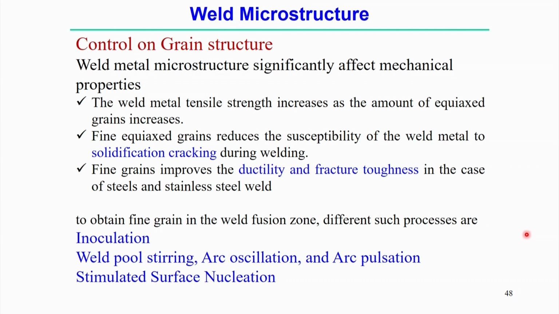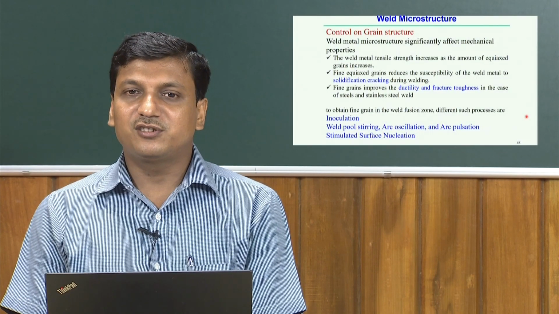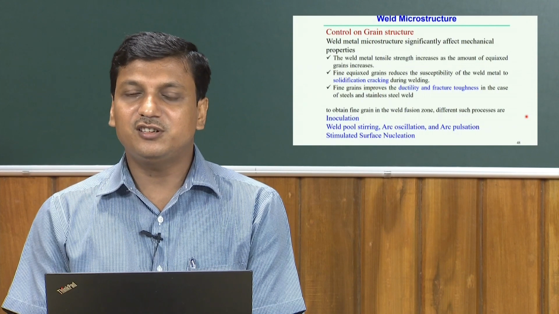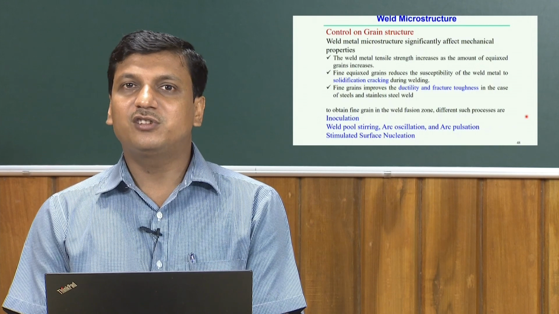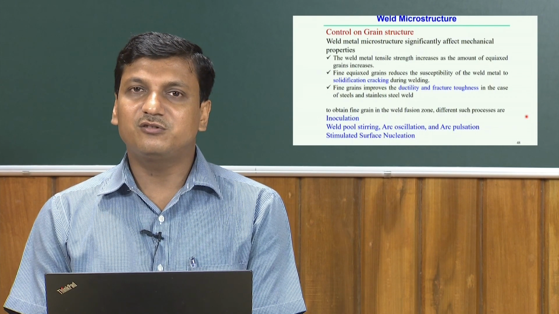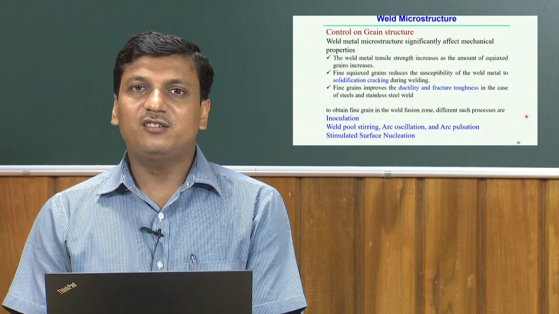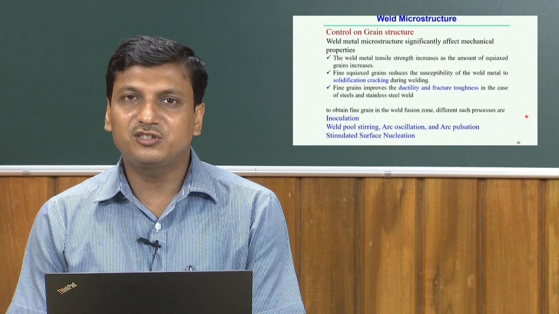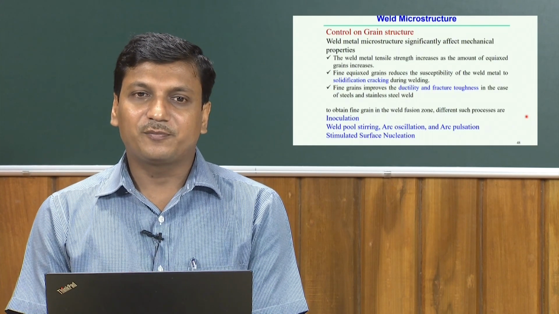But to obtain a very fine weld microstructure, what may be the factors, or in what way can we impact the microstructure during the welding process? First thing is inoculation. If we add an inoculating agent, that promotes heterogeneous nucleation. If there is promotion of heterogeneous nucleation, then it tends to form an equi-axed kind of structure. So, this is one way to promote the equi-axed structure in the weld joint.